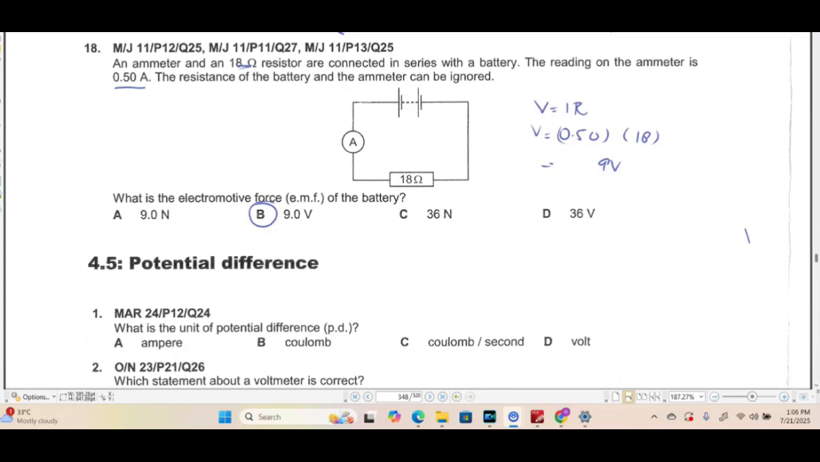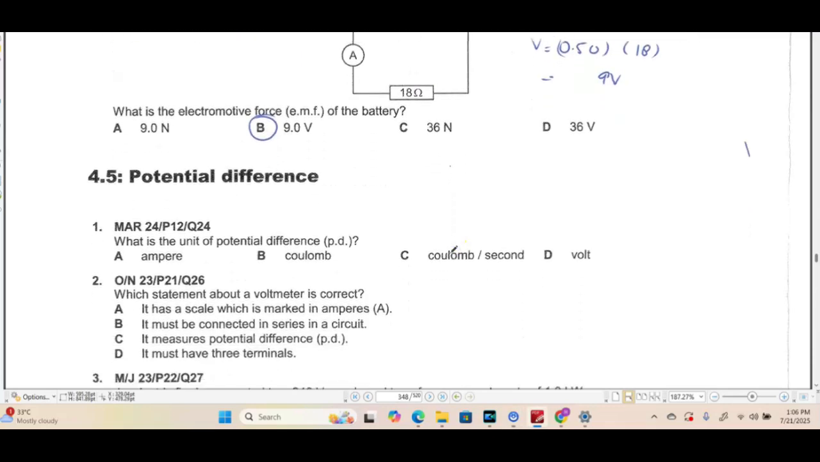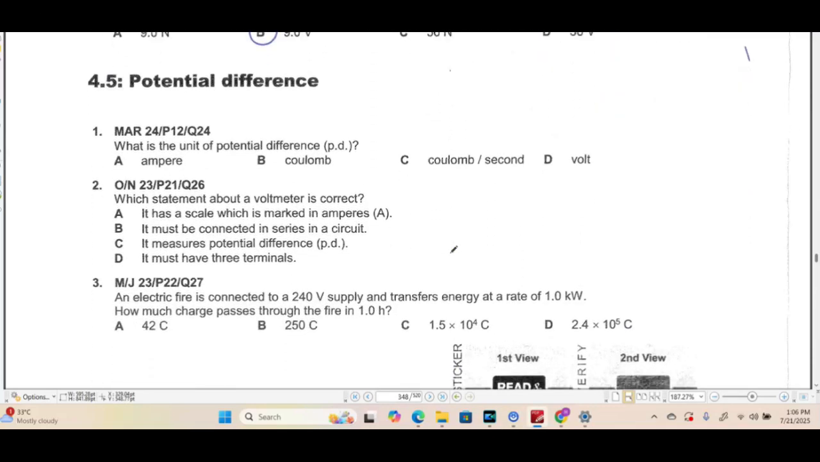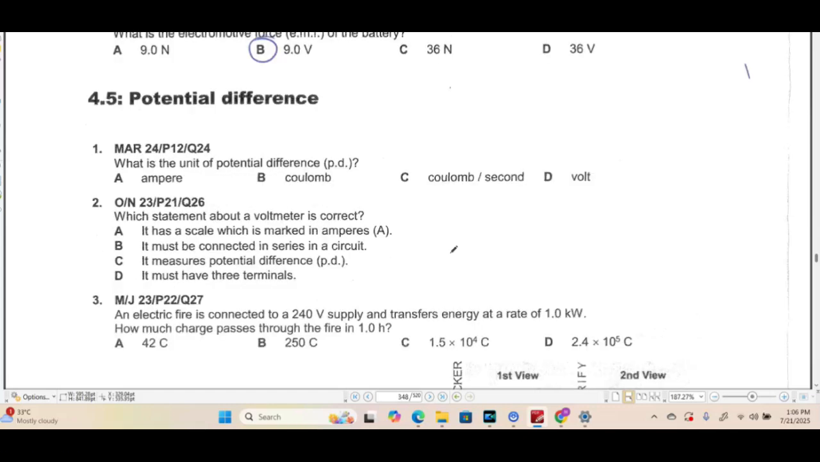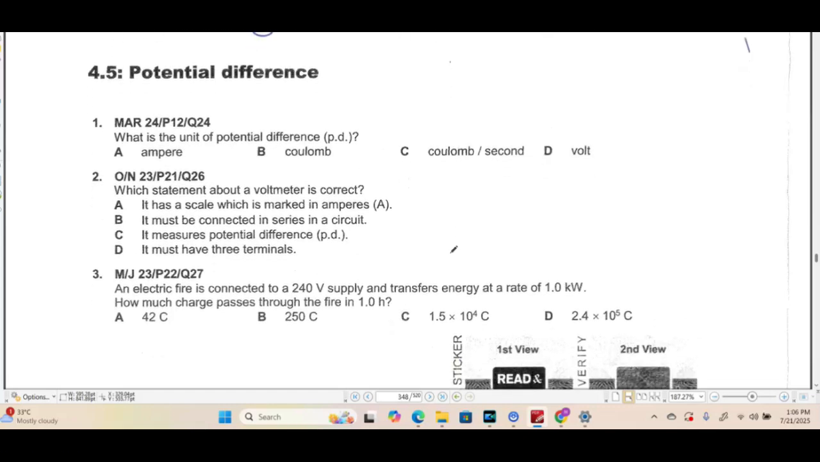Physics 0625. At the moment, we are doing the chapter Magnetism and Electricity, and we are going to do the topic of potential difference, which is topic 4.5 today, and this will cover all the questions related to potential difference that have come in the past years. Okay, so let's begin. Question number 1.